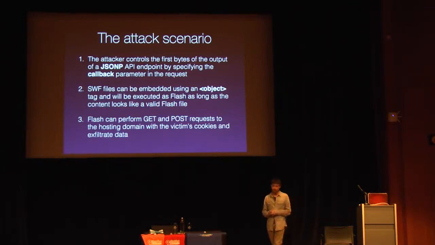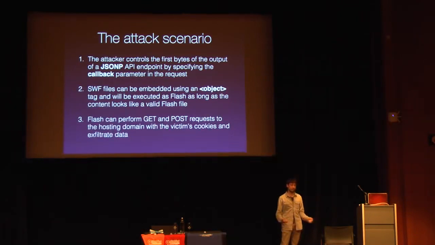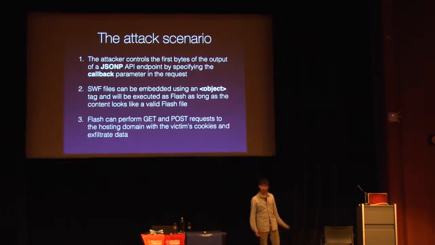And why? Because, as I said, there are different things that come into play. First, with JSONP, an attacker can control the first bytes by the callback parameter. And second, Flash files have this peculiar implementation of same origin policy. If you can upload a Flash file to a domain, that Flash file can do authenticated requests to that domain, which means carrying cookies, can read the responses and can also exfiltrate the results to an attacker domain. And this is by design.